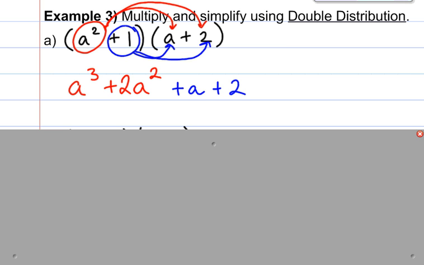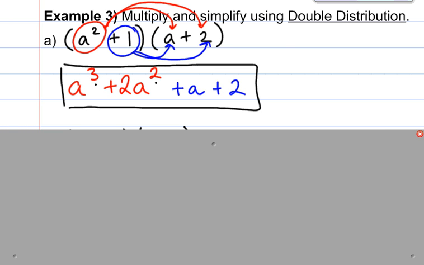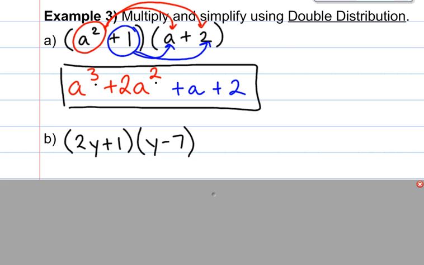So then I look for any like terms. I don't have any like terms. It's written in standard form with descending exponents. So this is my final answer. And we'll get practice with another one of that double distribution. Okay, so number 2, or part B.